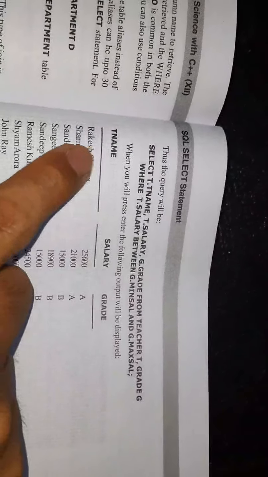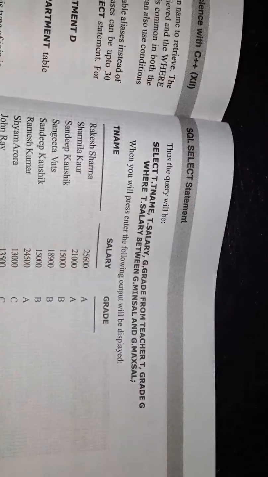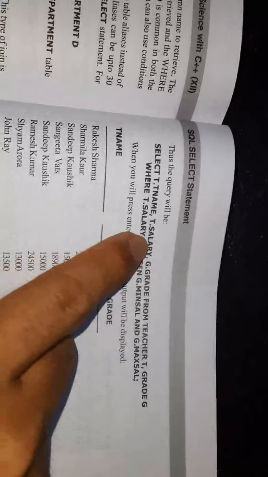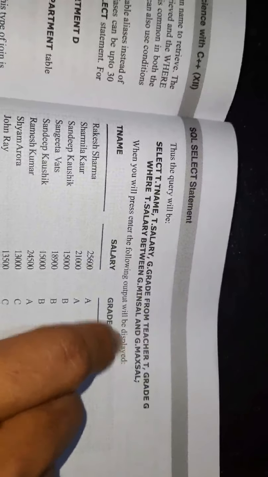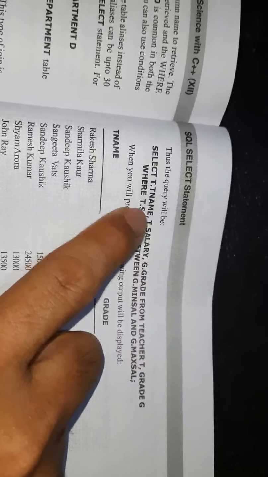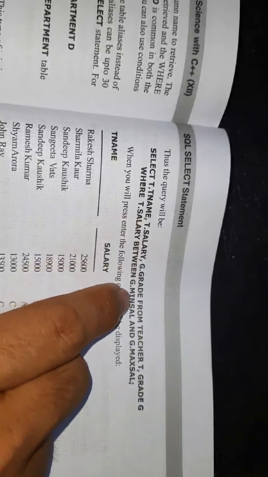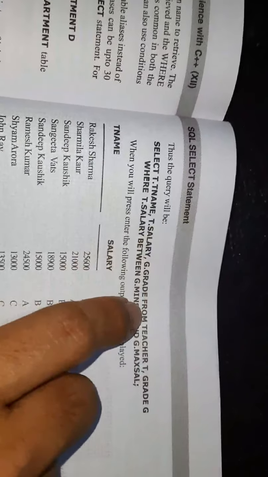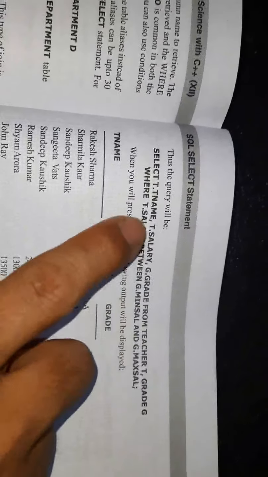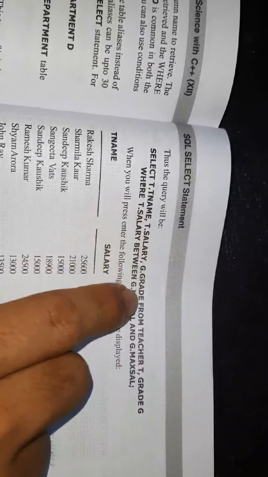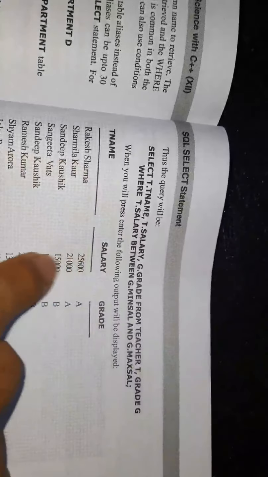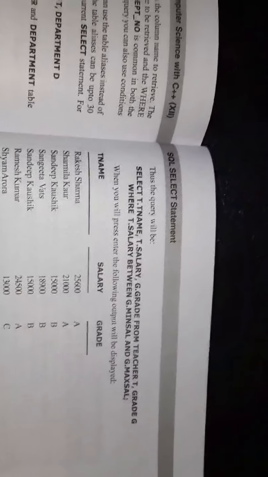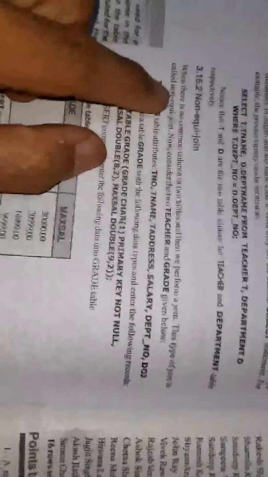The teacher name and the salary will also be displayed. All the salaries of the teachers will be compared with this minimum salary and maximum salary, and based on that, the teacher name, teacher salary, and grade value will be displayed. So this is how you can establish a relationship based on a non-equijoin.